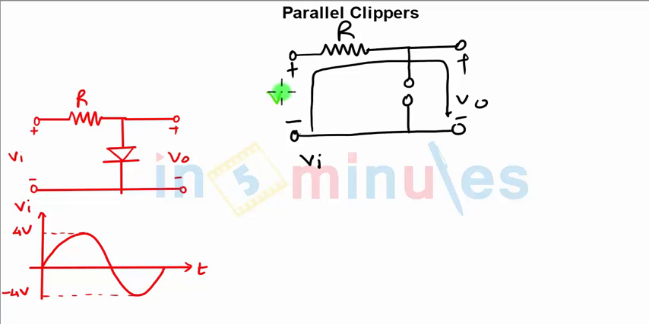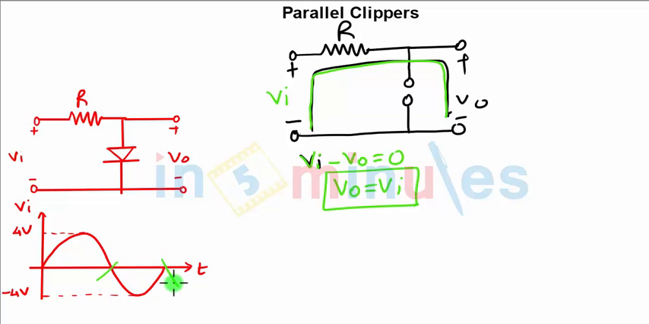So when you are applying KVL, this is your input from this point till the end. The equation will be Vi minus VO equals 0. That means VO equals Vi. So in the negative half cycle, your entire output will be equivalent to the input. Your input is varying from 0 to minus 4 volts, so your output will be similar to the input in the negative half cycle.